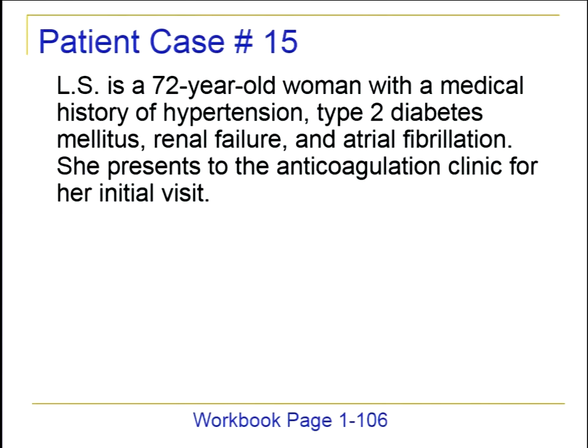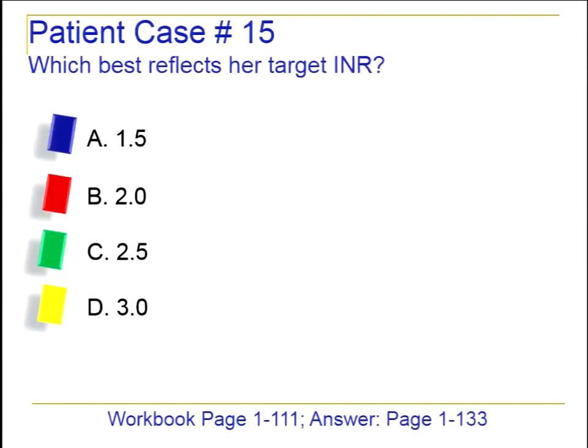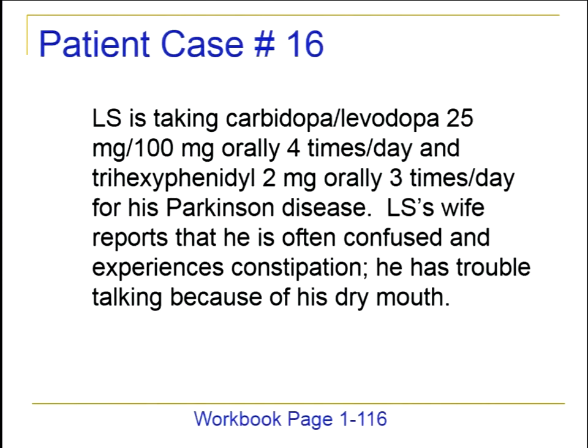LS is a 72-year-old woman with a medical history of hypertension, diabetes, renal failure, and AFib. She presents to the anticoagulation clinic for her initial visit. Here's an easy one for you, just so we get a resting point. Okay, what's her target INR? 1.5, 2, 2.5, or 3? And I see nothing but green, and that's the right answer, 2.5, or 2 to 3. Okay, so that was stroke.